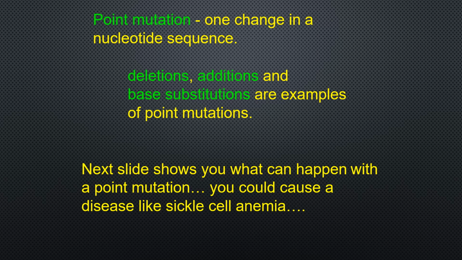And that seems like such a small thing, but it actually turns out to have pretty large consequences, which in itself ought to blow your mind for how many times we have gene expression and that it's done correctly. That by itself should set you in awe. Okay, so deletions, additions, and base substitutions are all examples of what we call point mutations, one change in a nucleotide sequence. In the next slides, I'm going to show you what can happen with a point mutation. Specifically, we're going to look at the disease called sickle cell anemia.